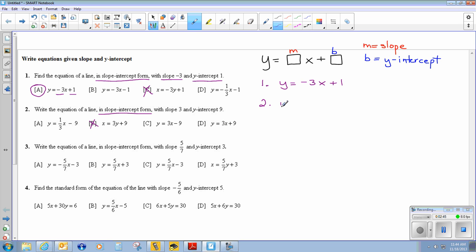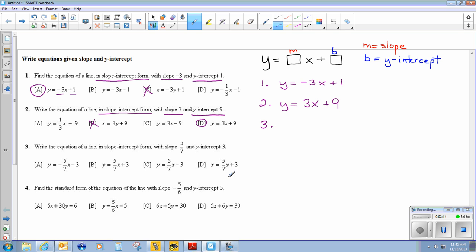So let's look a little bit more closely at our question. We have a slope of 3. So remember, I'm going to put that right here, 3x. So I'm going to write down this 3x. And then we have a y-intercept of 9, so plus 9. Since they wanted it in slope-intercept form, we're all set. Y equals 3x plus 9 means that we want to choose answer choice D.